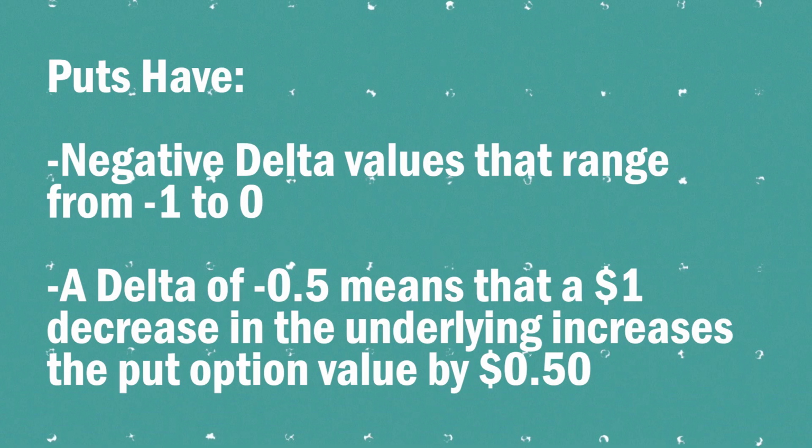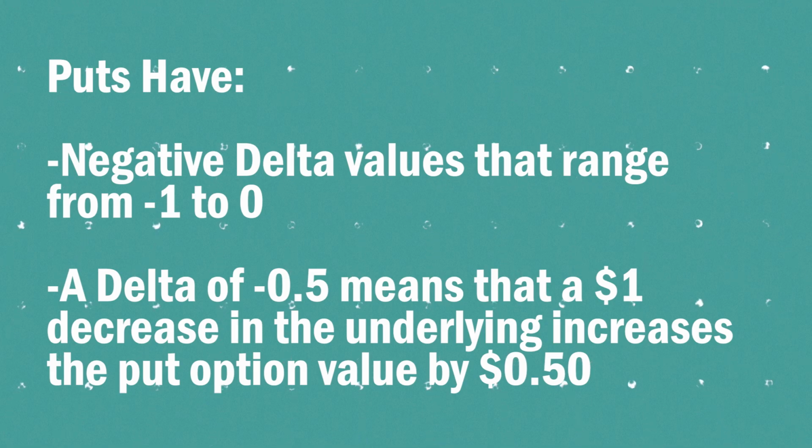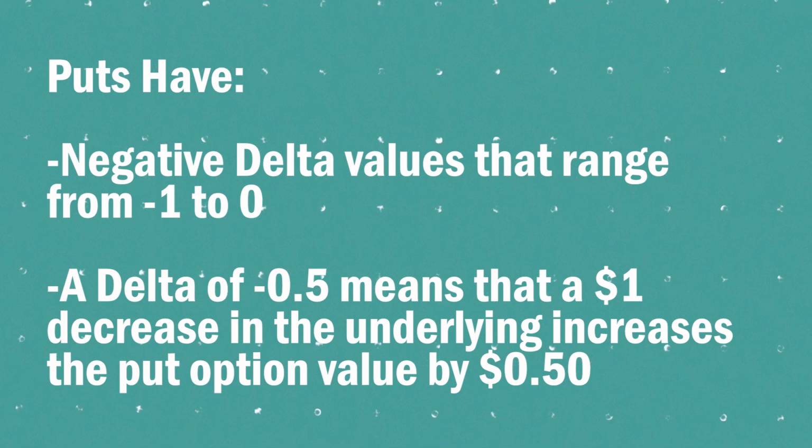Conversely, long put options have a negative delta from -1 to 0. This is essentially very similar to the delta of the long call option, but it shows you how put option premiums decrease in price as the underlying asset price rises. So a good example of this is if we have a long put option with a delta of -0.5, for every $1 increase in the underlying price, the put option premium will decrease by 50 cents.